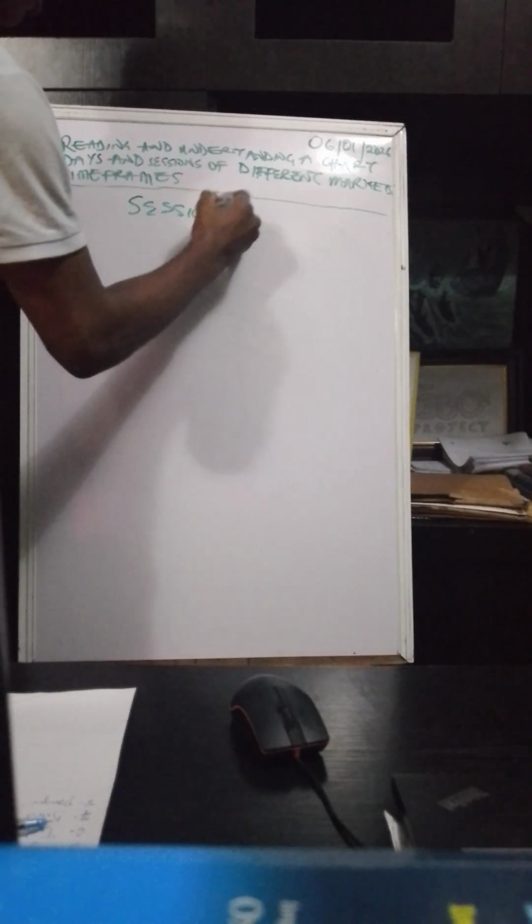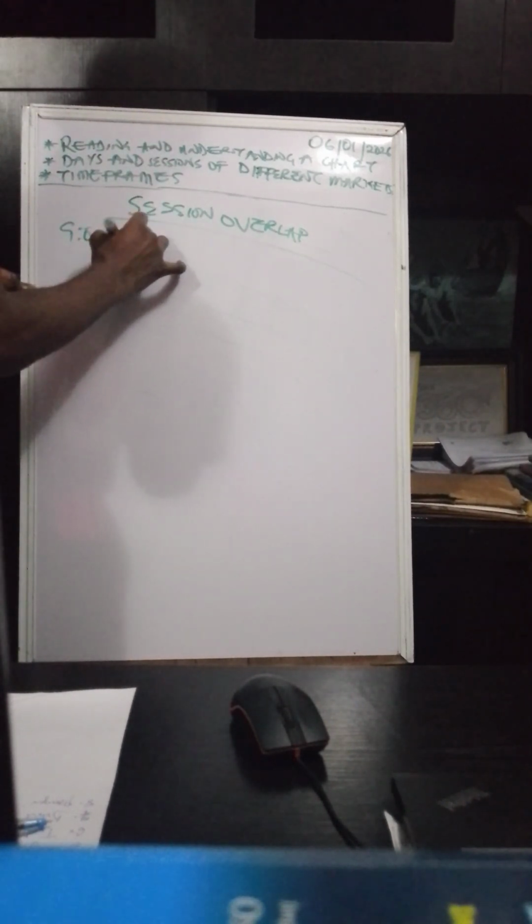Now let me talk to you about session overlap. This is when one session overlaps with another session, like the Sydney session, Tokyo session, London session and New York session. But the one that we are focused on is the London and the New York session. So if the London session runs from 9 a.m. to 5 p.m.